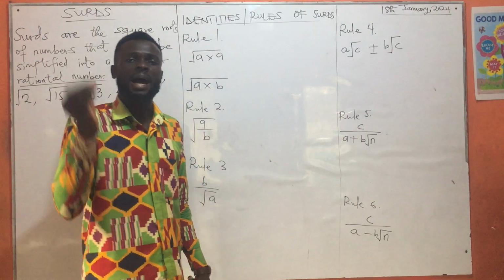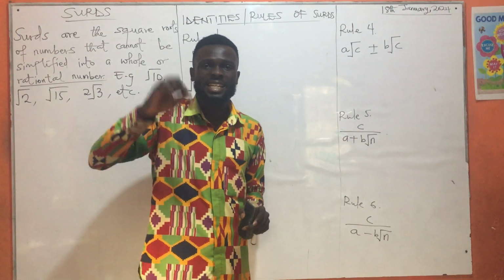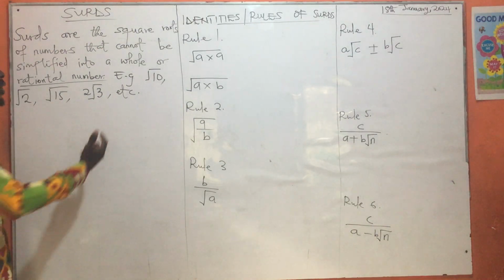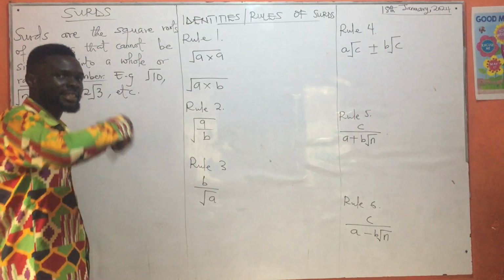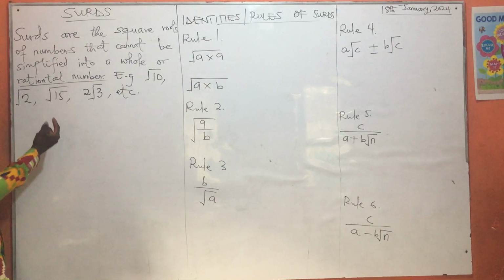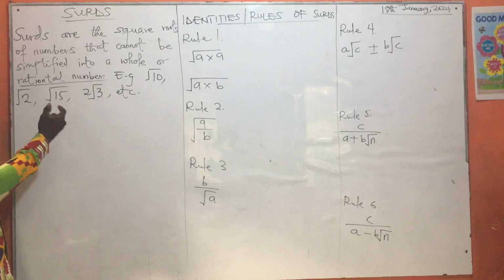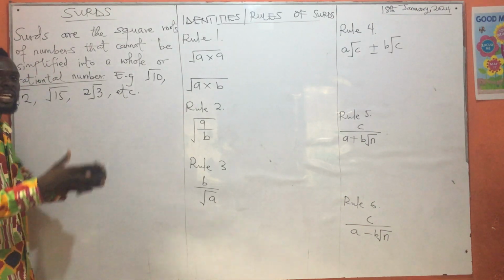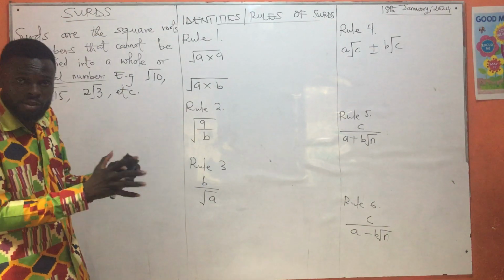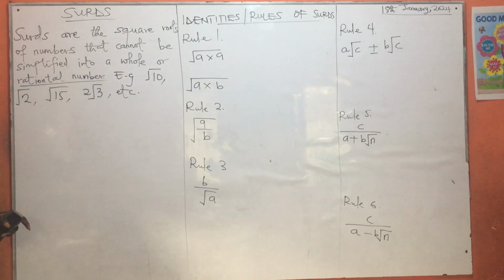But once the number in the square root is not going to give you a whole number, then that number is a surd. So to read it, we say this is surd 10. This is surd 2. Surd 15. We don't say square root of 15, no. We say surd 15. It is a surd because the number in the square root cannot be simplified to get a whole number or a rational number.